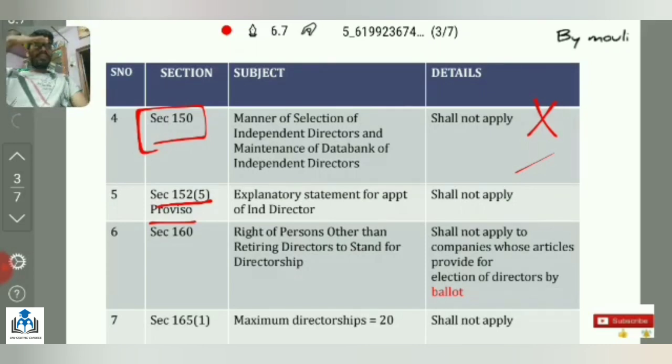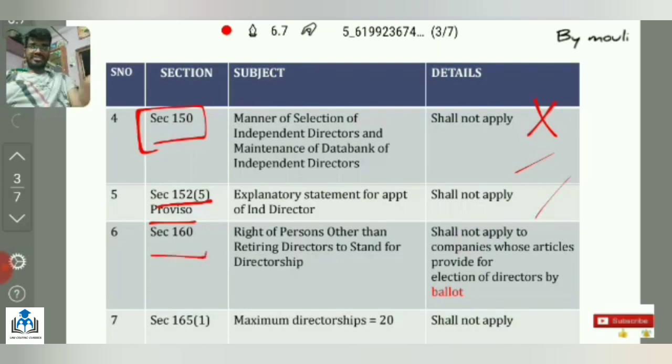In that proviso, for every independent director appointed, an explanatory statement shall be attached to the notice of the general meeting. What explanatory statement? That in the opinion of the board, the independent director has satisfied all the conditions mentioned in Section 149 subsection 4. He has integrity, he has trust, every point is satisfied. The board has to give the opinion. If that particular company is a Section 8 company, that explanatory statement is not required, because we have discussed in the previous points that wherever an independent director is concerned, it is not applicable to a Section 8 company, right?